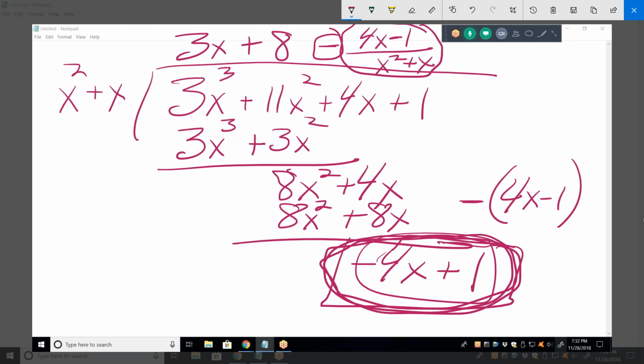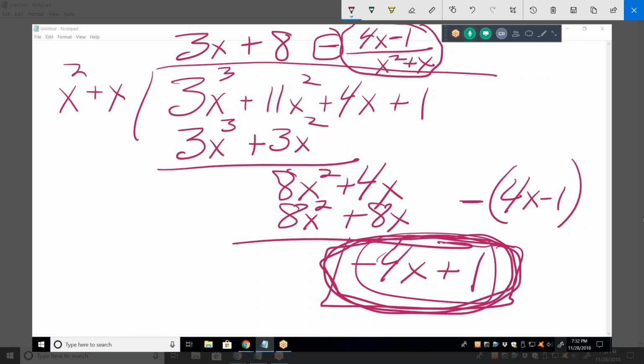Do you have answers on these? I think so. Curious to see what answer they would give on this one. If you can look it up quickly. Let's see. So it said 3x plus 8 and then negative 4x plus 1 over x squared plus x.